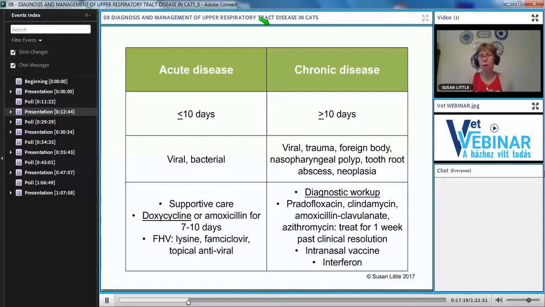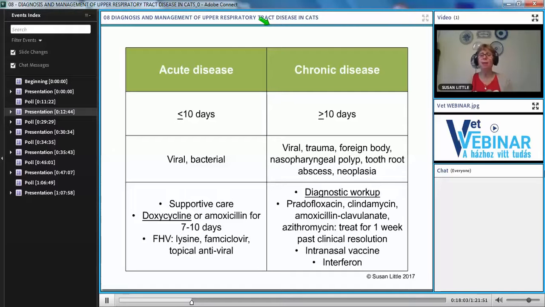In North America, we sometimes use intranasal vaccines. I'll talk just briefly about that, and then we'll also talk about interferon use in these cases. So I divided up into acute versus chronic disease because our approach is going to be different. Usually with the acute cases, we may not even do any diagnostics. If it looks like a very straightforward garden variety case, we might just go ahead with supportive care if antibiotics are indicated, and we'll talk about what that is in a minute. I would recommend doxycycline as your first line choice. And then, of course, if we think herpes virus is involved, we'll use a herpes-specific treatment.